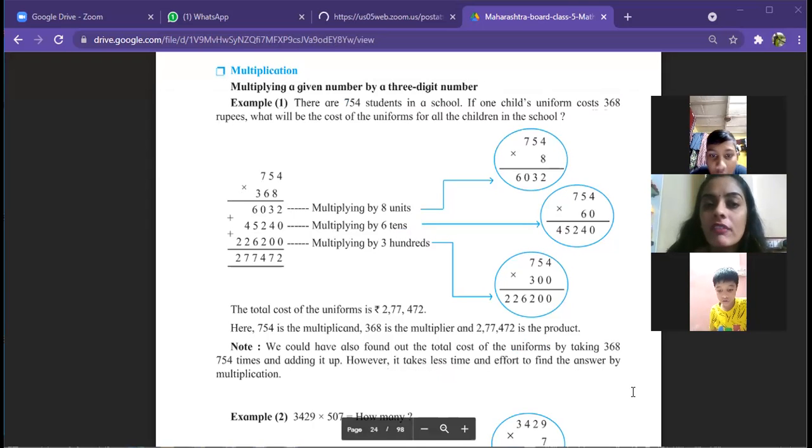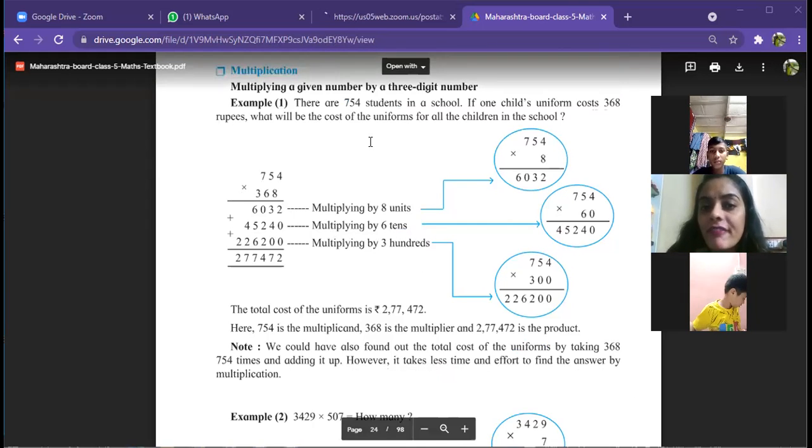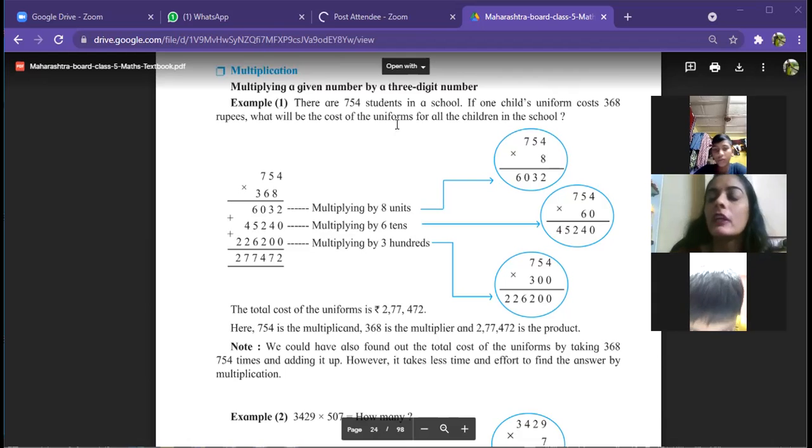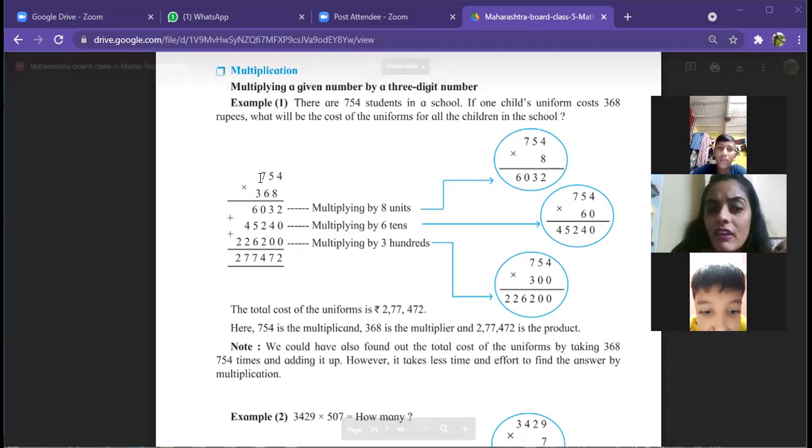Okay. Now what is given here? 754. There are 754 students in a school. If one child uniform cost is 368. Just now we have seen the small numbers example. If these many students are given and one cost is given, so what will be the total students uniform cost? So what we are going to multiply? The total number of students and cost of one uniform. So this way we are going to multiply. So can you see there 754 into 368?